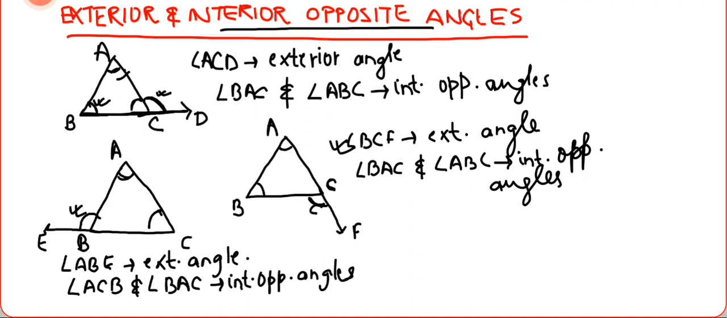And similarly, we can produce the side from here, like here, or like here. So whichever side we produce, we will consider the opposite interior angles, not the adjacent ones. So here we will move to the theorem now. I hope you understood what the exterior angle is, what the interior angles are, and what the interior opposite angles are to the exterior angle that we are considering. So let's move to the theorem.